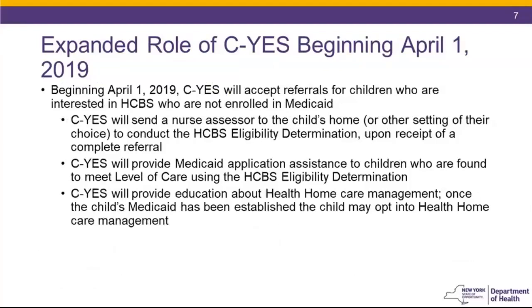Okay, so now here we are to the meat of this presentation, the expanded role of CES beginning April 1st, 2019. So, beginning April 1st, 2019, CES will accept referrals for children who are interested in HCBS who are not enrolled in Medicaid. CES will send a nurse assessor to the child's home or other setting of their choice to conduct the HCBS eligibility determination once they've received a complete referral. CES will provide Medicaid application assistance to children who are found to meet level of care using the HCBS eligibility determination. And CES will provide education about health home care management. Once the child's Medicaid has been established, the child may opt into health home care management.